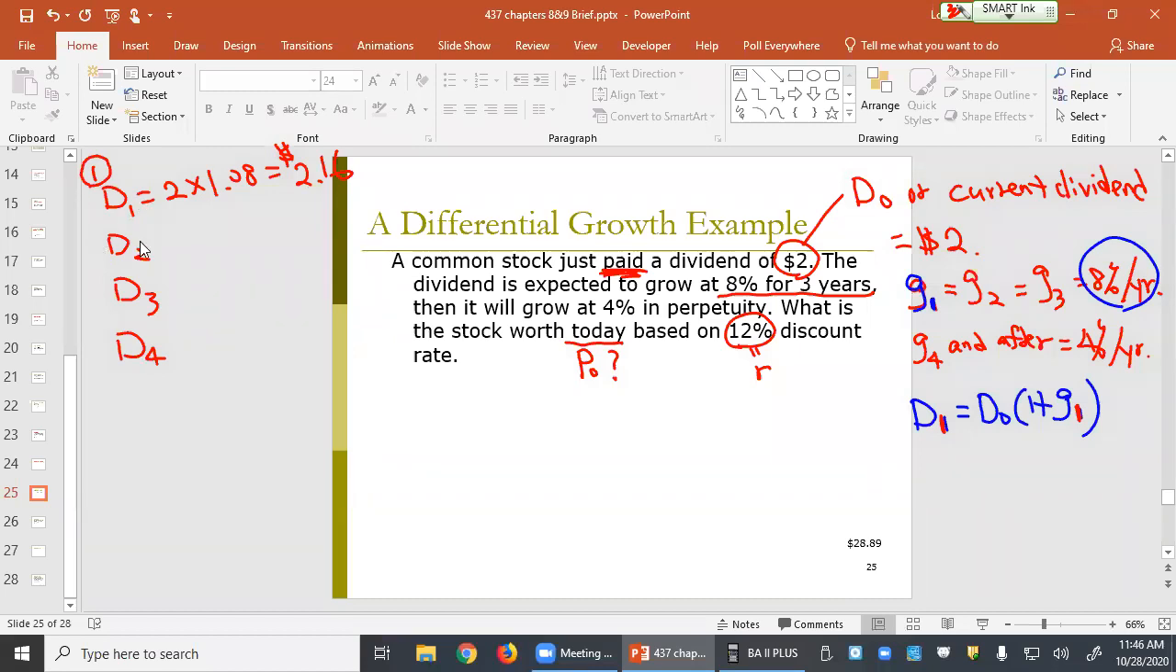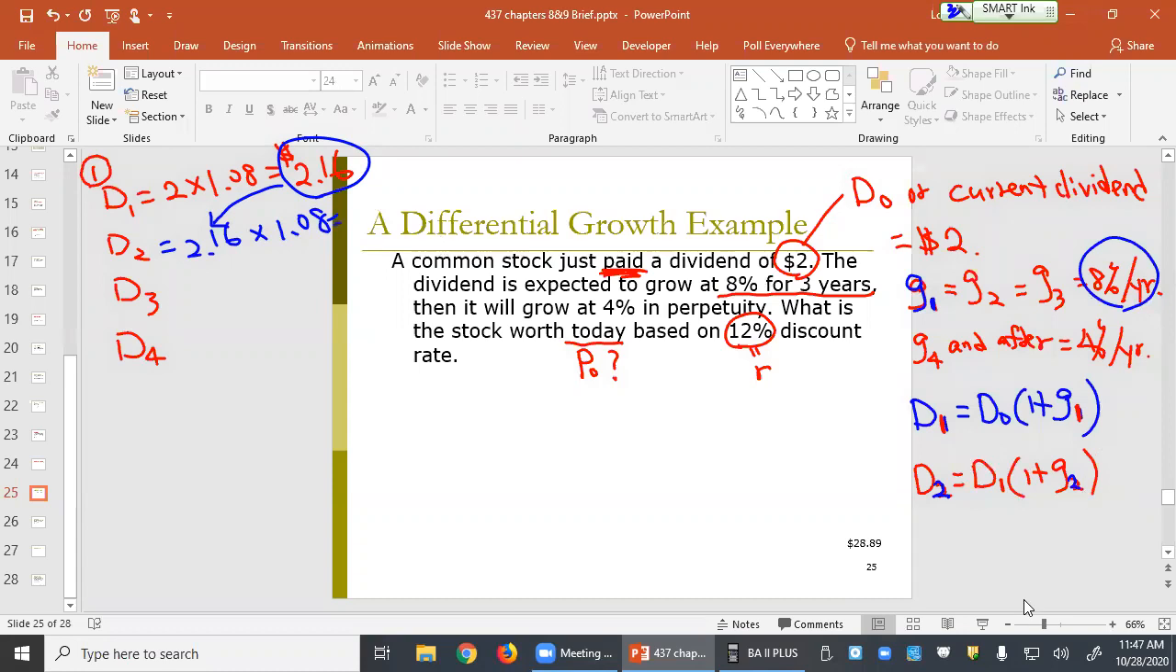Now, how do we solve for D2? D2 will be calculated starting with the previous dividend. If we're solving for D2, the previous dividend will be D1. Then we multiply it by 1 plus G2. Again, to match the timing, if you're solving for D2, you need to plug in G2. What is our D1? We have just calculated our D1, which is this number, 2.16. And we multiply by 1.08 because G2 is 8%.